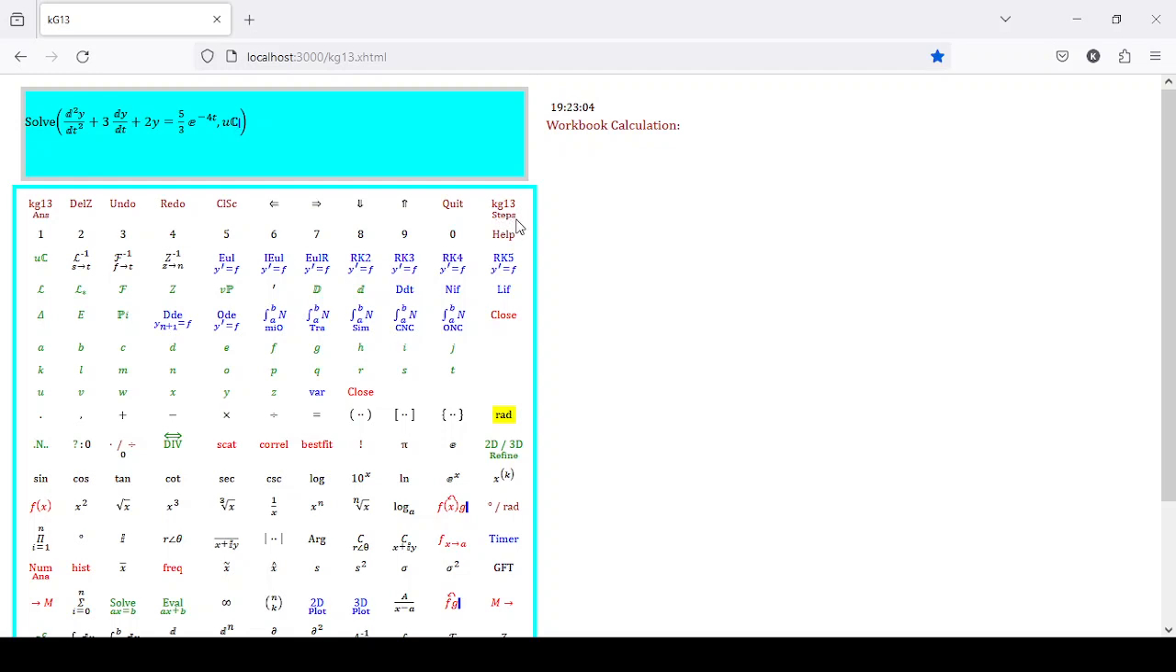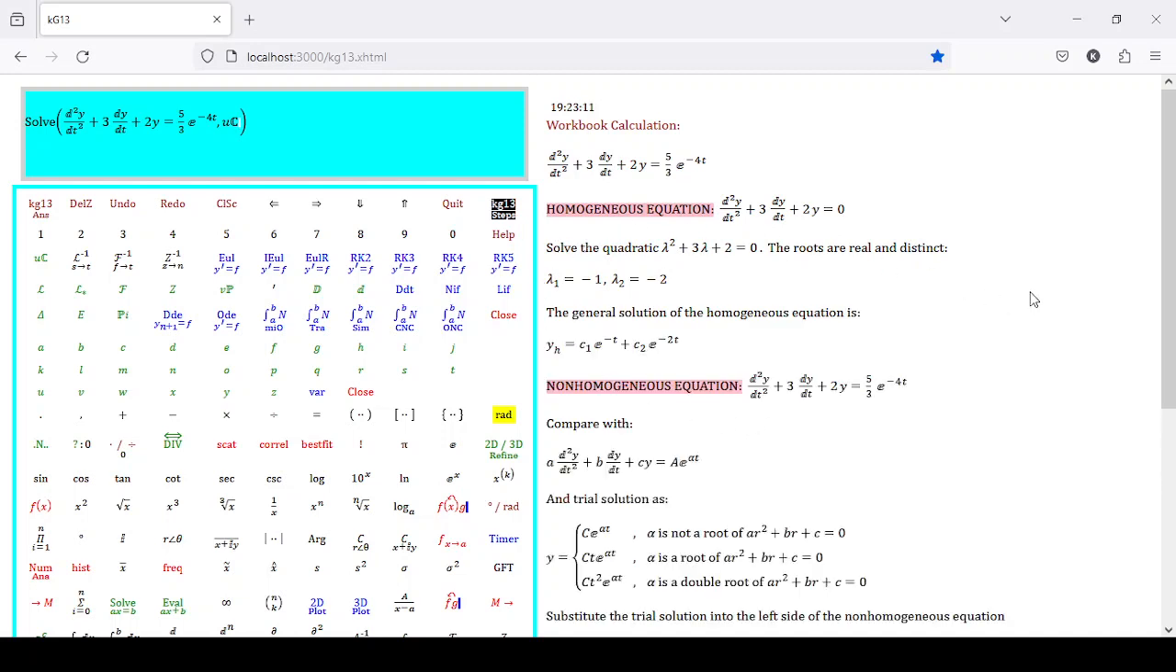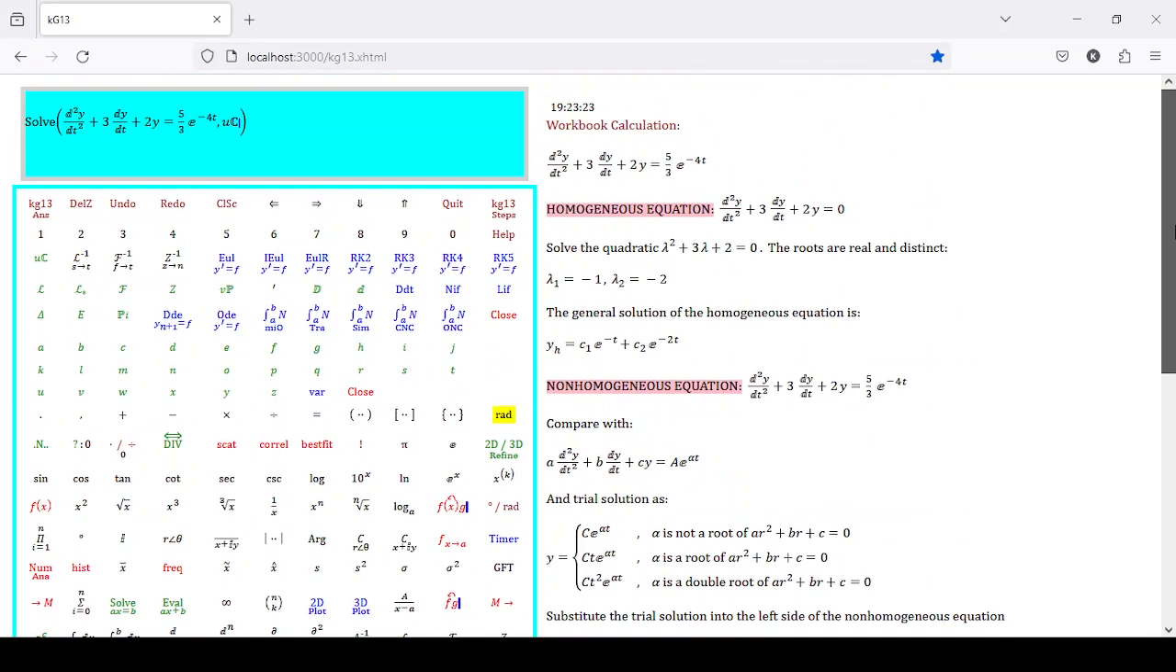We tap here for an answer. Black light goes on, it's calculating. Once the light goes off, the calculation is done. The calculation is done. We go down. There's our answer here at the bottom. Go to the top. We explain.